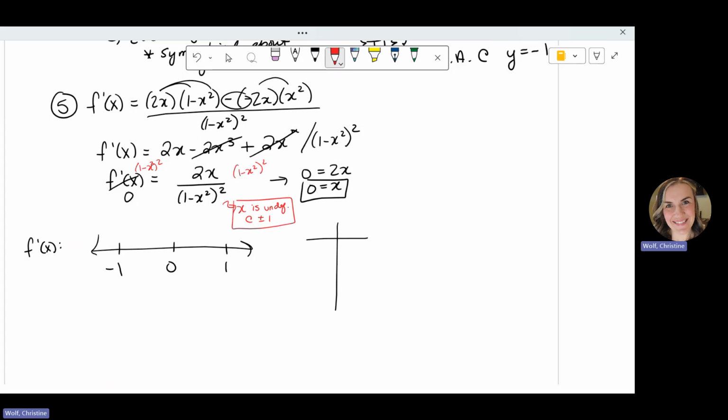Okie doke. So what you want to do for tables of values is you want to pick some numbers in each chunk. So right in this chunk right there, I'm going to pick negative 2.